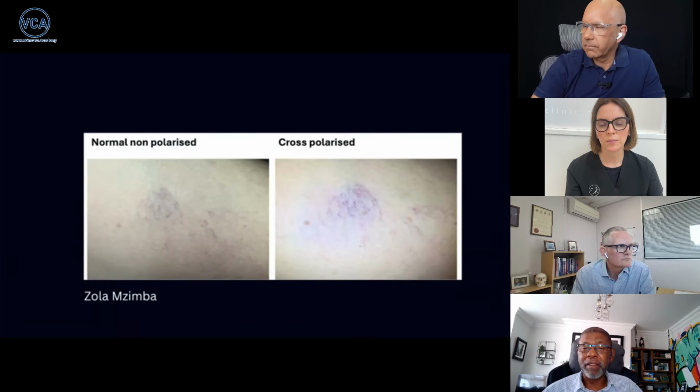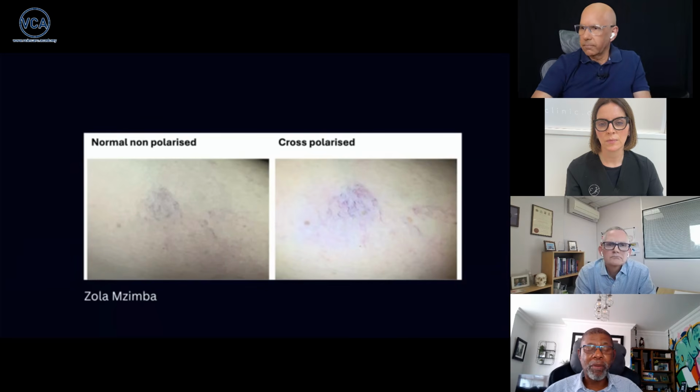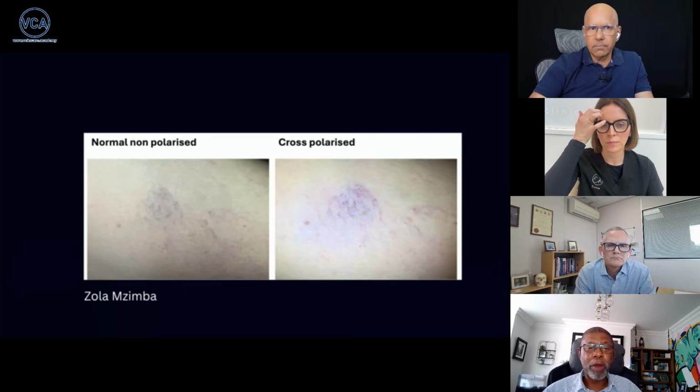I think when it comes to cross-polarization, again, I'll just go back to you're injecting tiny vessels. If you get the needle in the vessel and hit with the right concentration, then actually you're likely to get a better result.